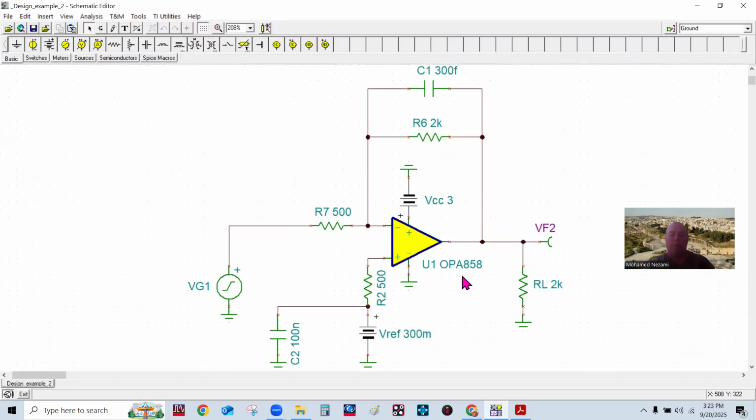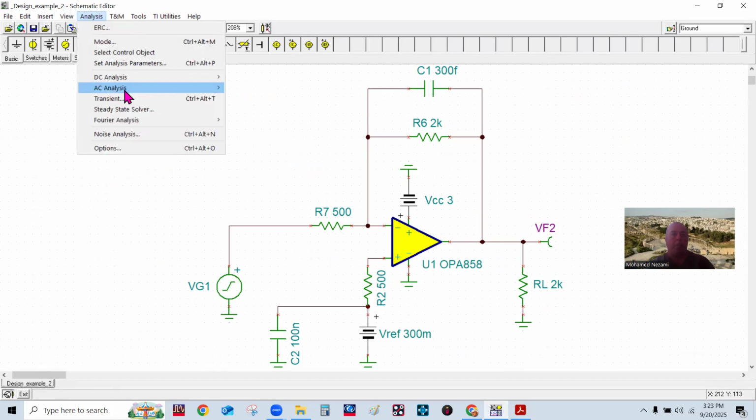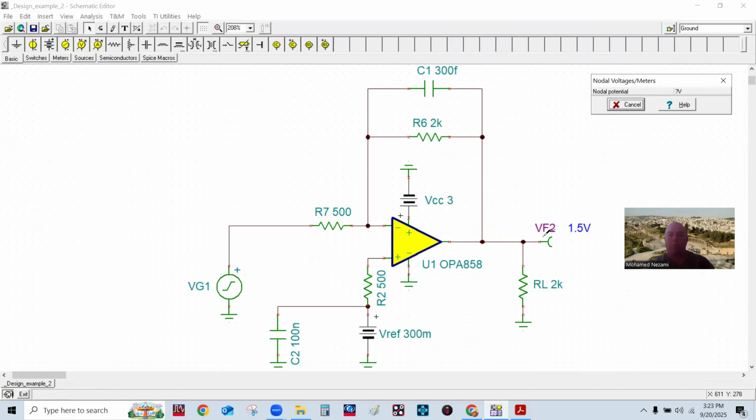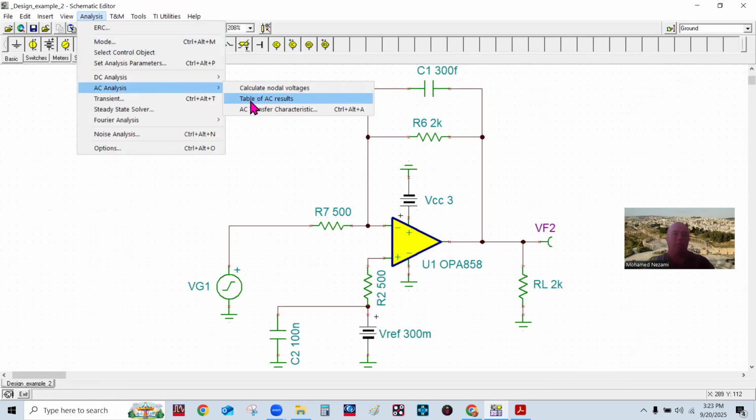So here's the circuit, and if you run the DC calculations right now, the output is 1.5, so 0.3 times 5, that's 1.5, okay? And then the AC gain of this, let's see how much gain in here. We can check the AC response for that.